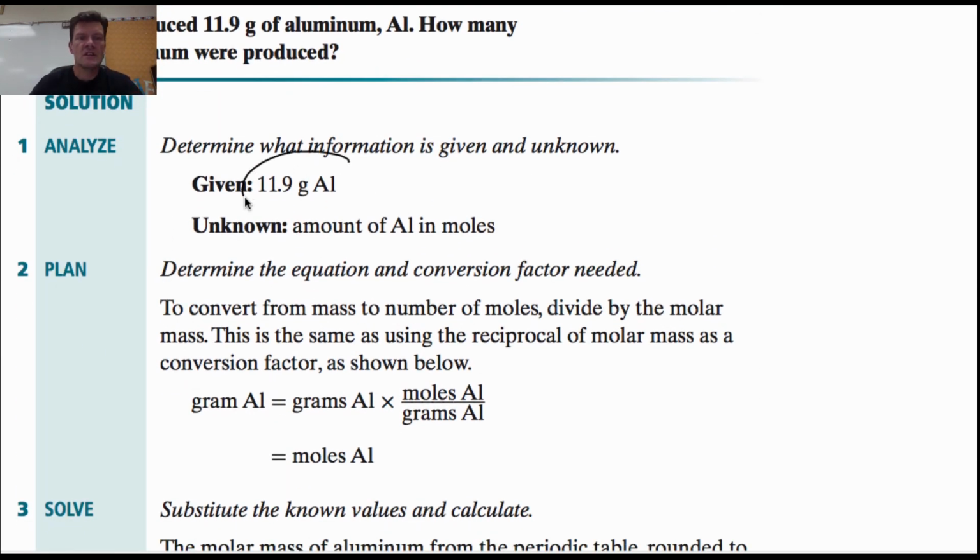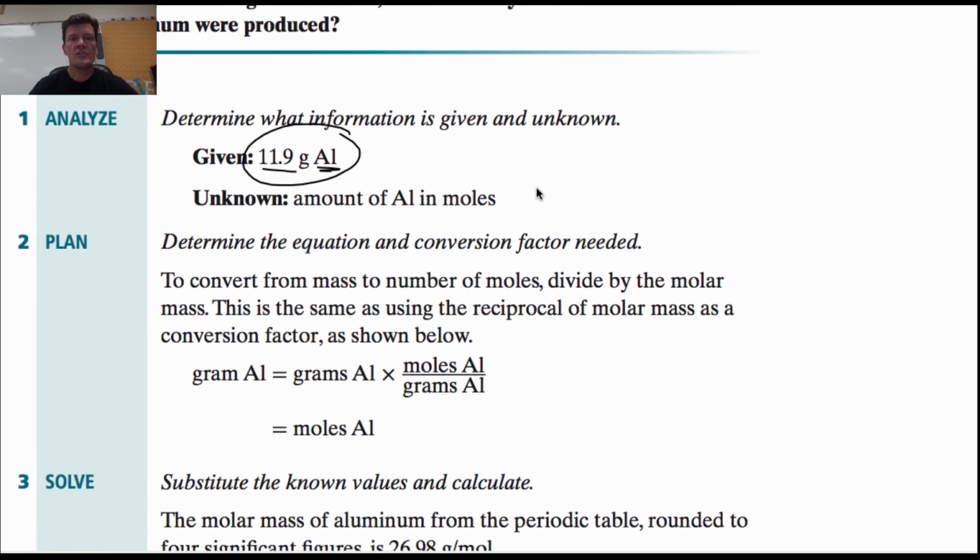If you are given a sample of aluminum, Al is aluminum, 11.9 grams, and you're told it's 11.9 grams, and we want to figure out what's the mass, what's the number of moles of that, and what are the number of aluminum atoms in that sample. Okay?